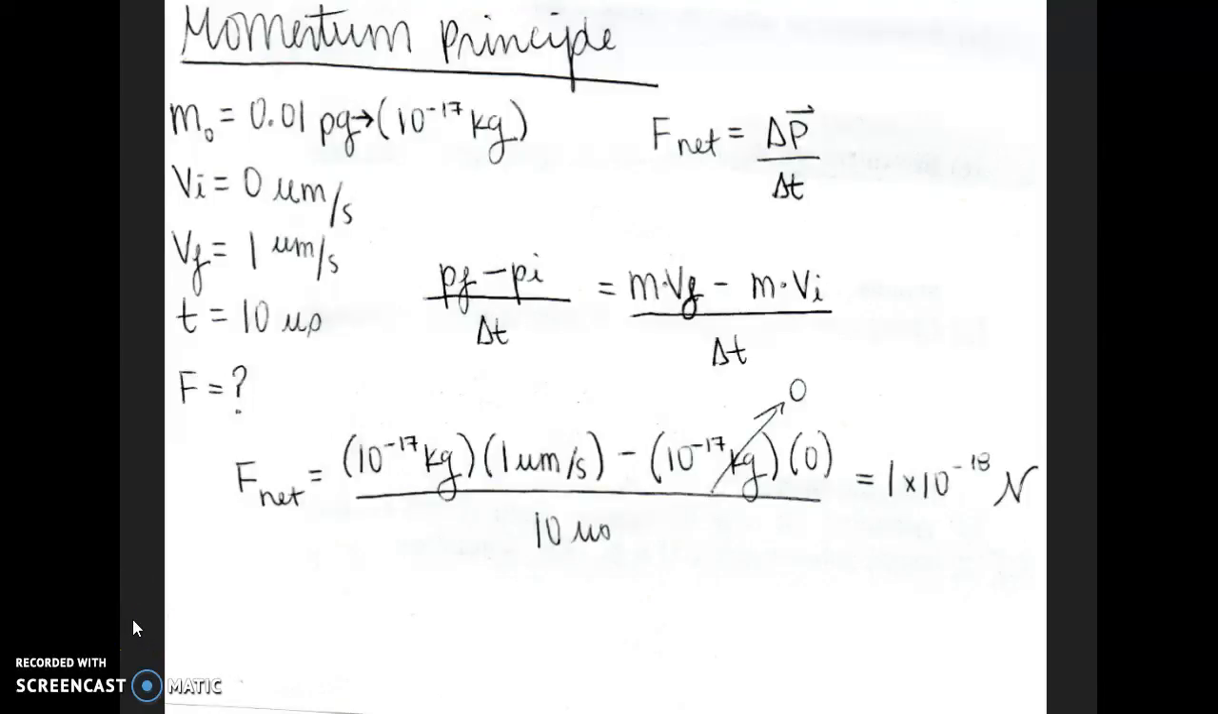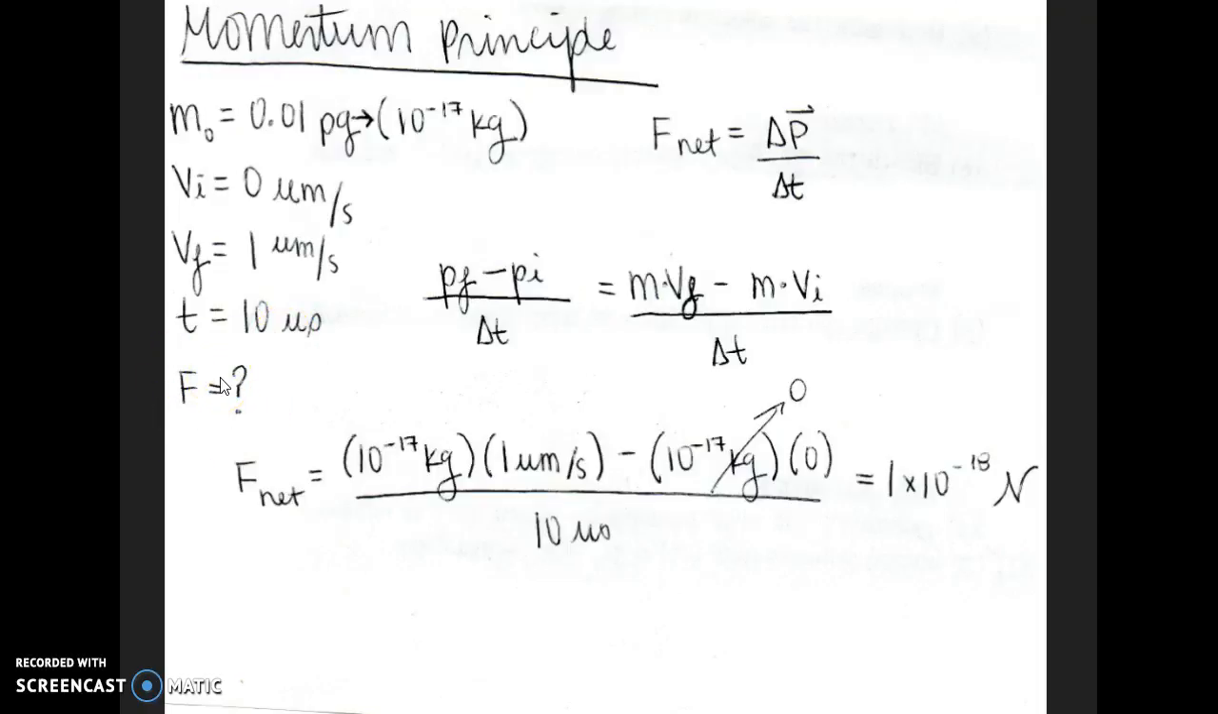This physics question is about the momentum principle, and specifically, it wants to know about these molecular motors called kinesins, which are located in the cells of the human body. It wants to know the amount of force a kinesin needs to accelerate an organelle, given the mass of the organelle, with an initial velocity of 0 micrometers per second to a final velocity of 1 micrometer per second within a time of 10 seconds. So we're looking for the net force.